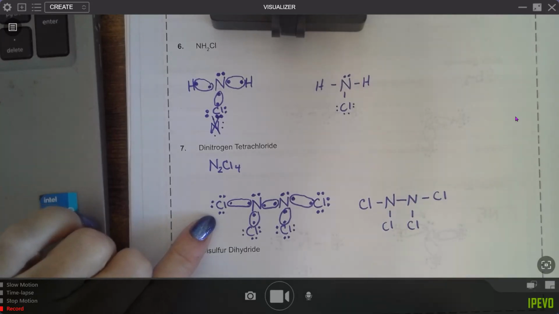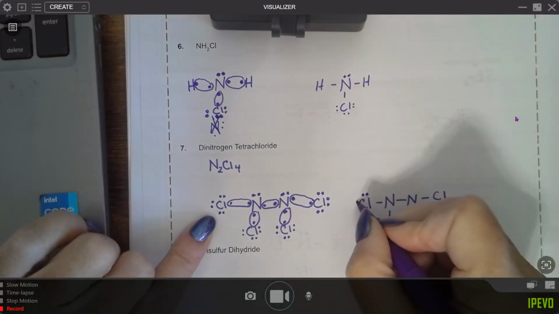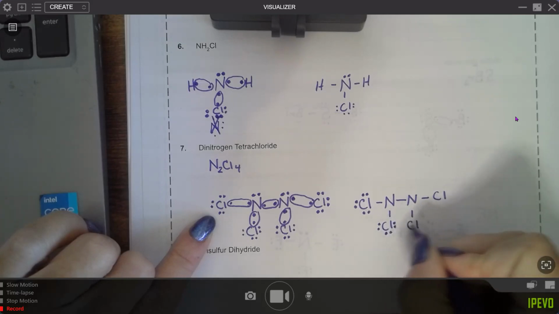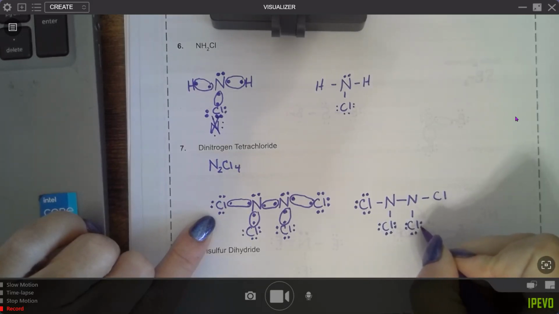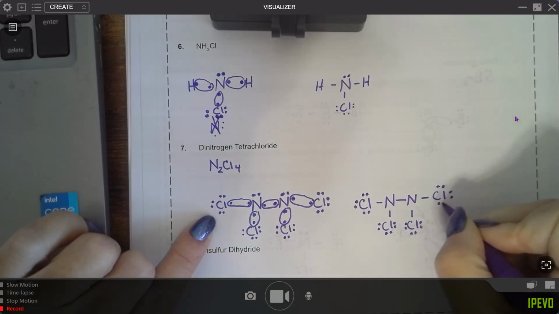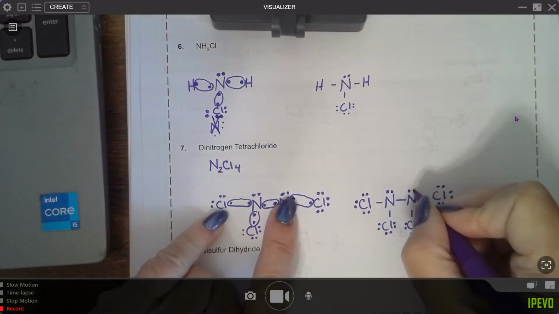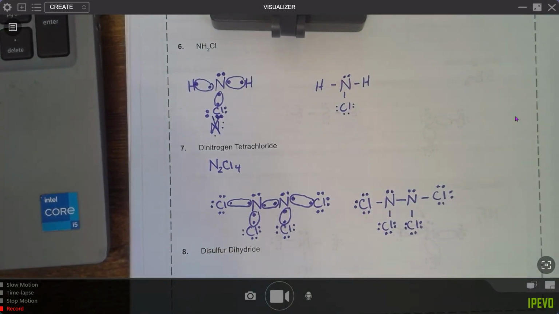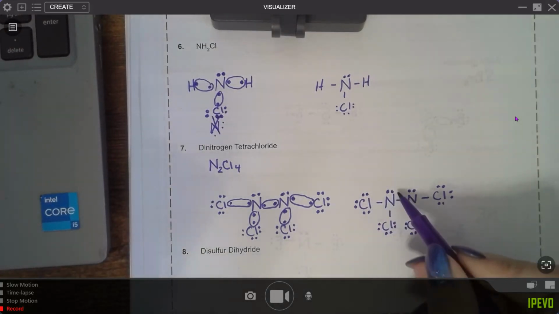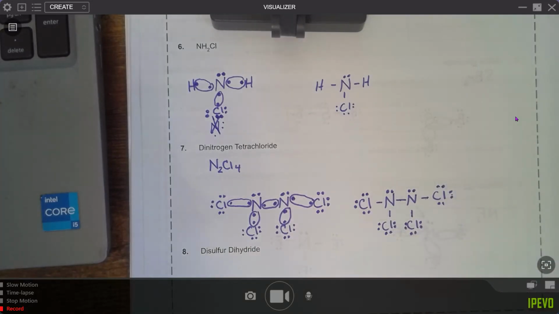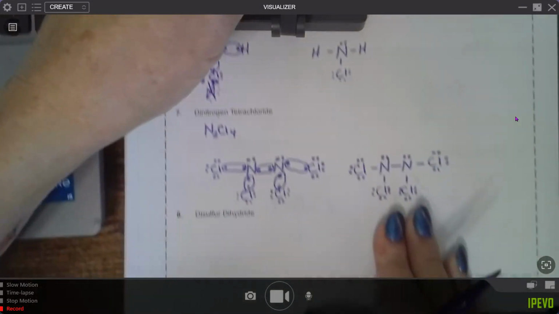All right, now we need to put in all of our extra lone pairs of electrons. So we get 3 lone pairs, or 6 electrons around each chlorine. Okay, and then don't forget, each nitrogen has a lone pair of electrons also. So there is our molecule. And if you do a quick survey, each atom has 2, 4, 6, 8. All right, each atom has an octet and follows the octet rule.